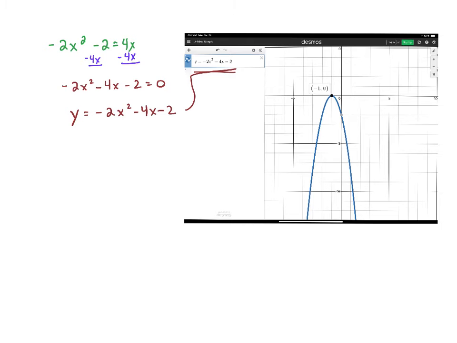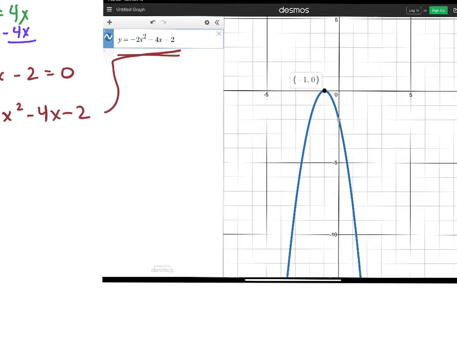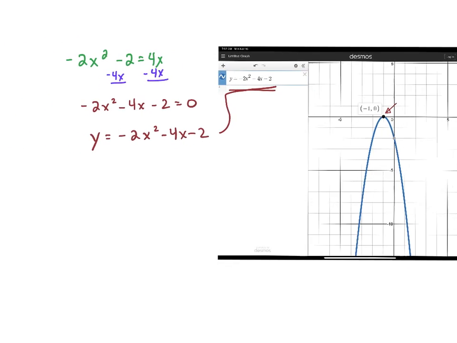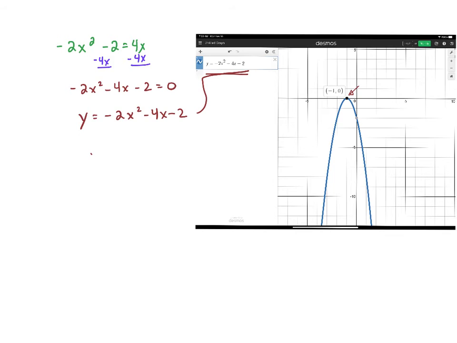And let's look for the zeros. In this case, this parabola only has one solution where the x or the y value is equal to 0, and that's when x is negative 1. So the solution, x is negative 1. Let's test that real quick.